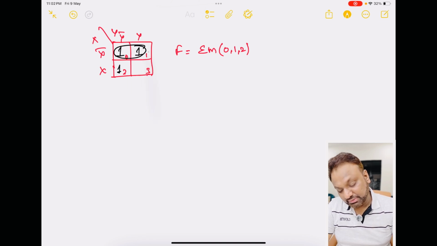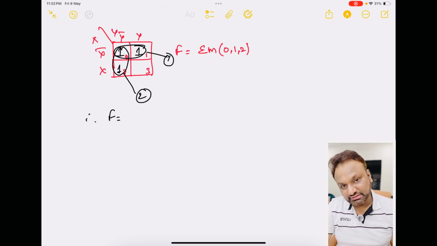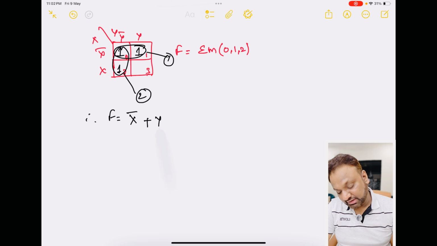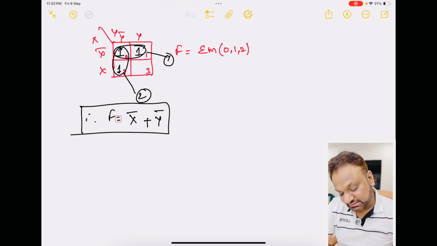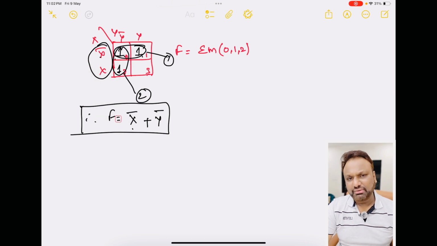Now again you write this as pair number 1 and this as pair number 2. Therefore f is equals to x bar plus y bar. You can simply see what the common terms are here. x bar is common in both, but y is changing from y bar and y, so you simply discard y. In this one x is varying, x bar and x, but y bar is common. So you can go for the traditional method, or by simply looking at the KMap you can derive this.